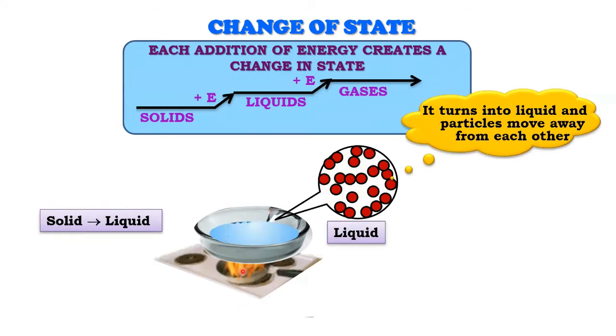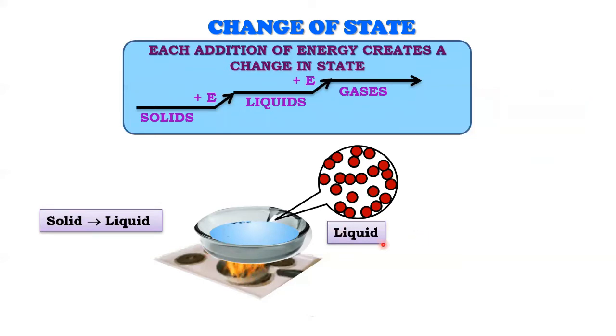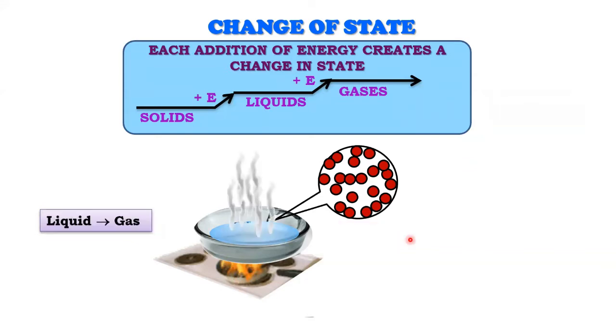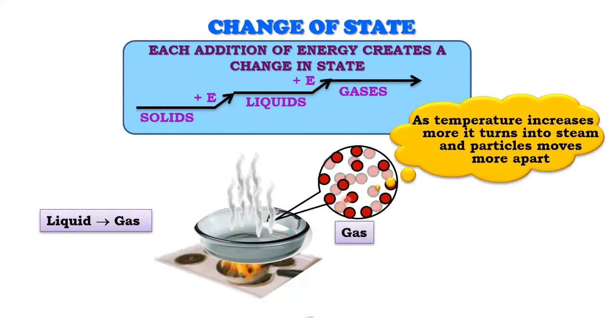Why? Because on application of heat energy, those particles which were very closely packed are now moving further apart. And what is the reason behind that? Because you are increasing the kinetic energy of the particles. So it turns into liquid and the particles move away from each other. If you heat it up more, it will be converted into steam, or vapors, correct? So the liquid is being converted into gas, and the particles move even further apart from each other.